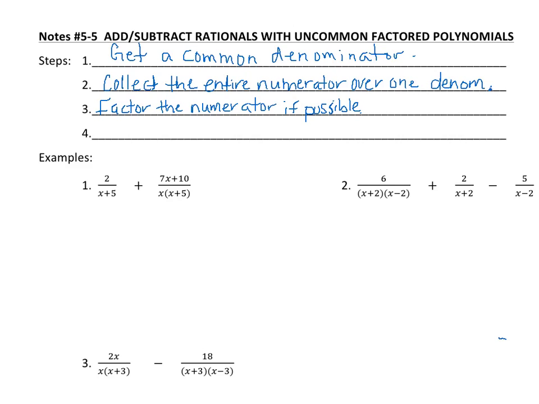Step number 3, once you get both numerators over one denominator, you're going to factor the numerator if possible. You might not have to do that on every single problem, but if there is any more factoring that needs to be done, you want to do that for this step. And last but not least, it is our famous cleanup step, which is where you want to cancel anything that needs to be canceled and get it in the most simplest terms.